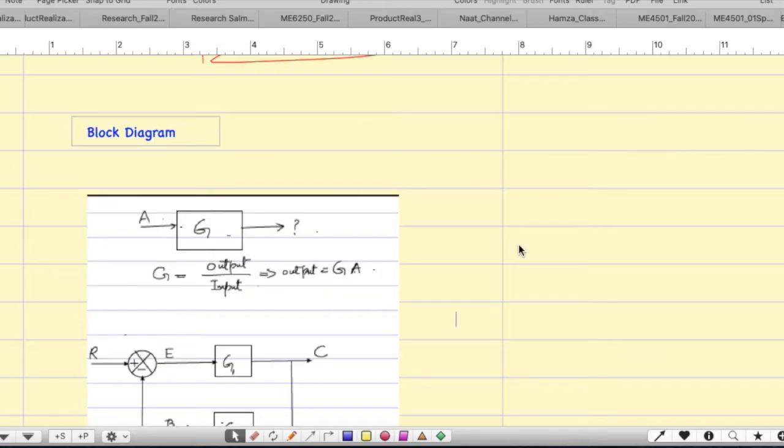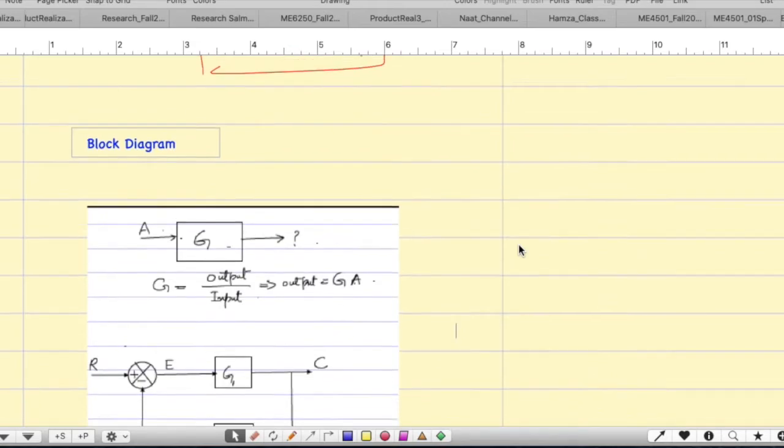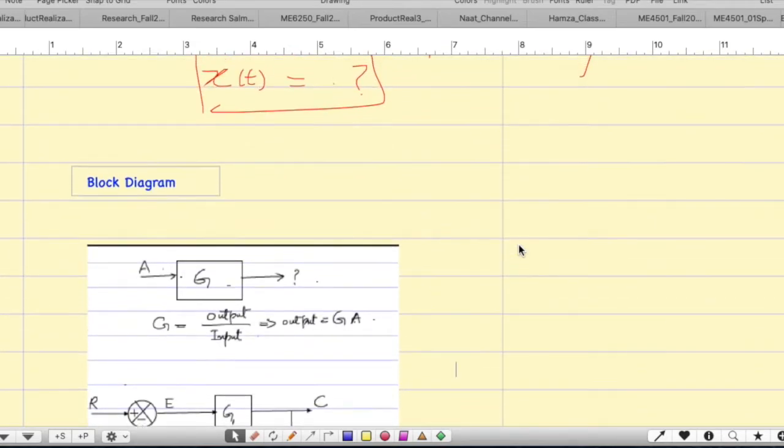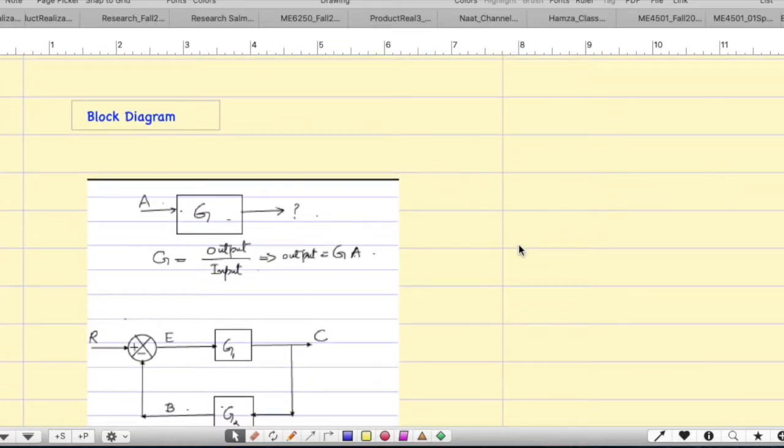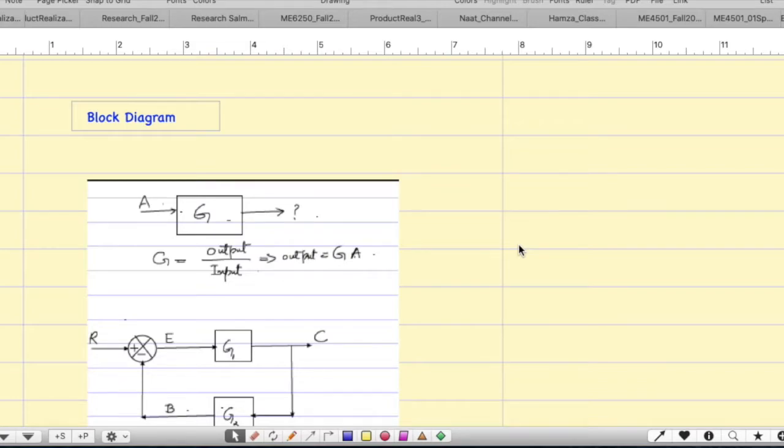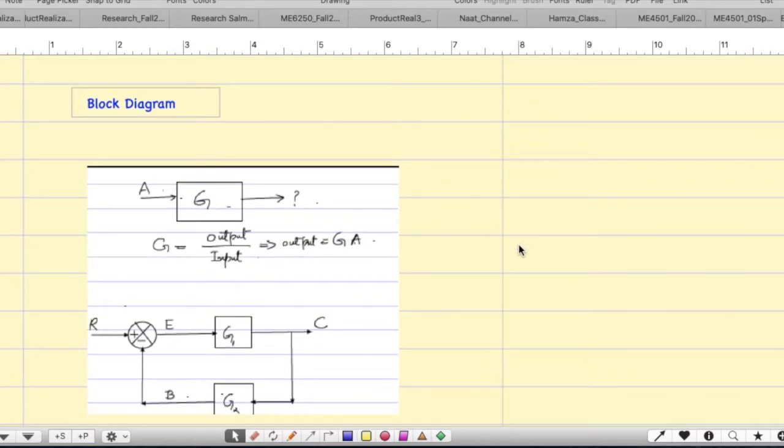Second part, the block diagram. The block diagram is the easiest way to represent the output signal and input signal in the transfer function. The transfer function is written with big letters. I actually did not write down the Laplace domain, but it is of course in the Laplace domain.